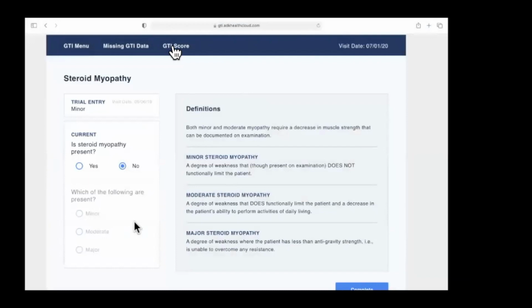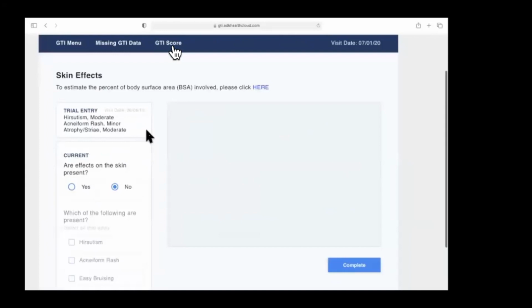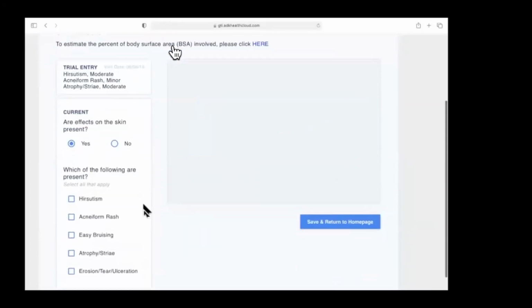The app cues the investigator into what these definitions are. All of the use materials are contained within the app. Now we move to skin effects. So the patient had lots of skin effects at baseline. In the upper left, you see that there was moderate hirsutism, there was a minor acneiform rash, and there were striae that were moderate. There are skin effects now at follow-up.